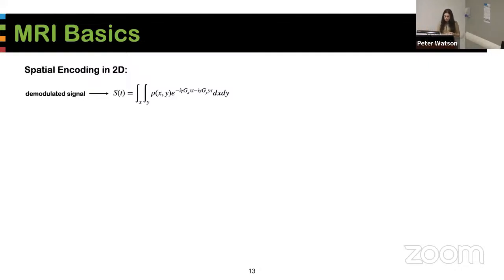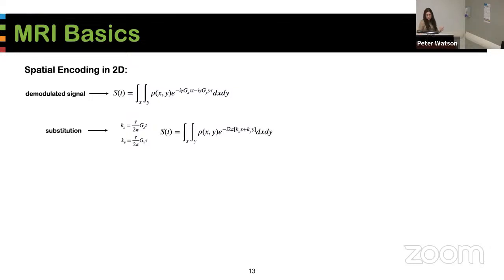The complex exponential has Gx, the gradient you turn on along the x direction, and Gy, the gradient you turn on along the y direction. And now we know that by turning on these gradients, we make spins precess at different frequencies depending on where they are. Okay, so we're going to do a little substitution here just to clear up our equation. We're going to replace the integral of Gx of t by a variable called kx, and the integral of Gy of t by a variable called ky, and we finish off with this equation over here.